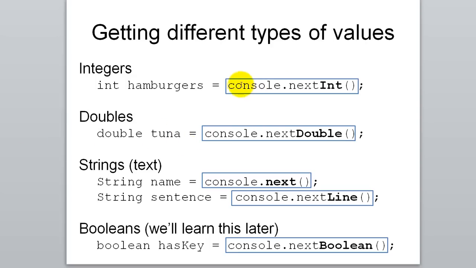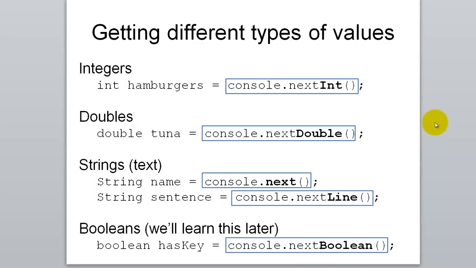After we've created console as a scanner object, we can now use a bunch of methods that are built into the scanner class. The methods we're going to talk about today are nextInt, nextDouble, next, and nextLine. Later on in this class you'll learn about nextBoolean.